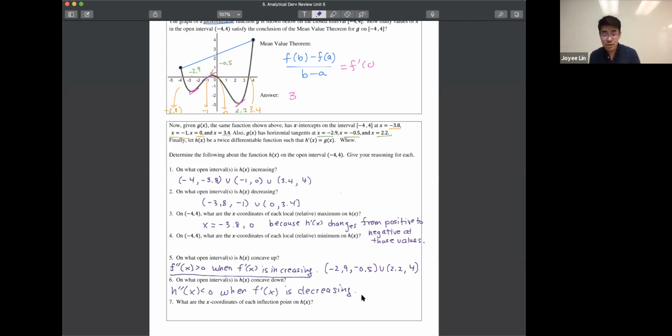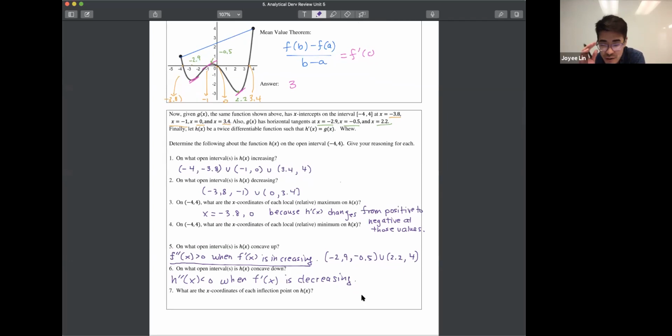And then the x coordinates of each point of inflection. So remember, not only do you need to set your second derivative equal to 0, but you also need to check that it's changing signs. So tell me what the x coordinates are for each point of inflection on h of x.